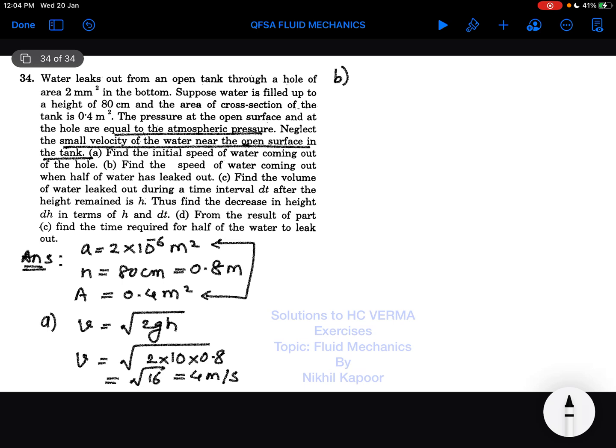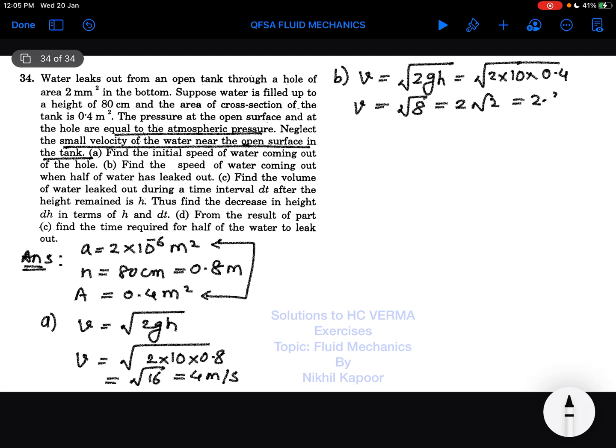Second, find the speed of water coming when half of the water is leaked out. So when half of the water is leaked out, then the velocity of water will be under root 2gh, but now the height would be 0.4 only, half of that portion. So that comes out to be root 8, or 2.8 meter per second, the velocity. That is the answer to the B part of this question.